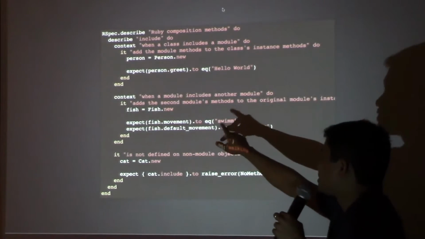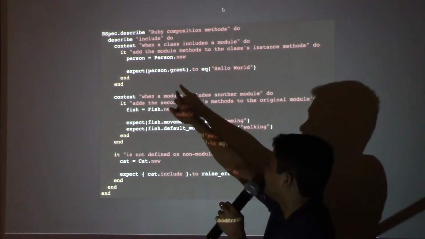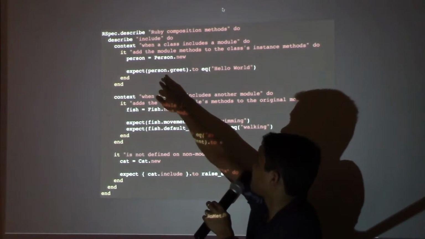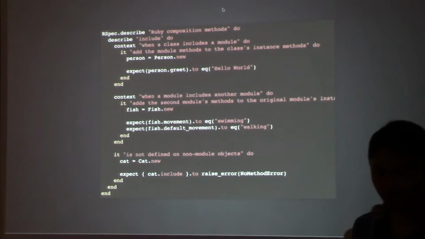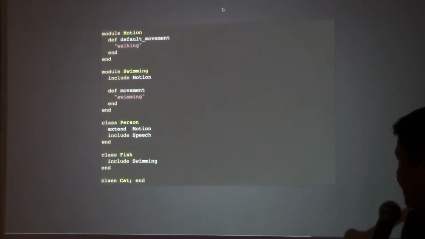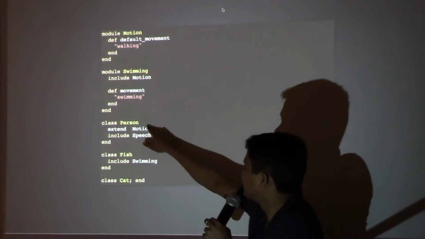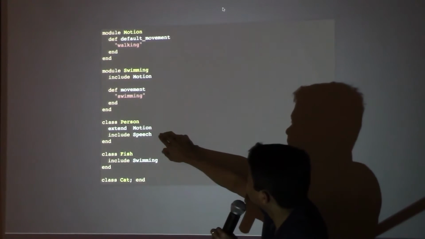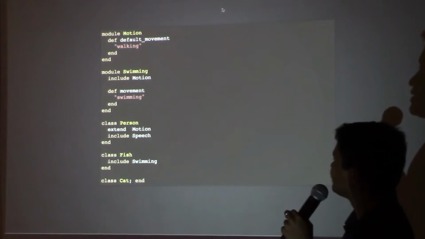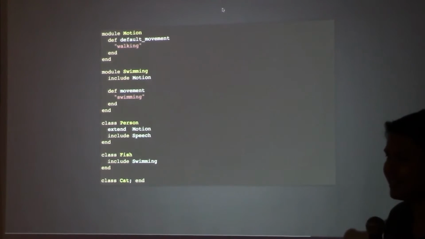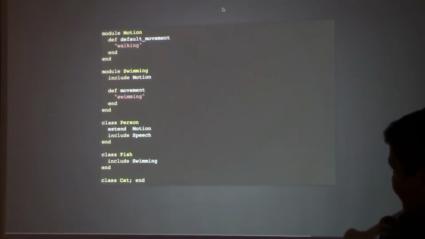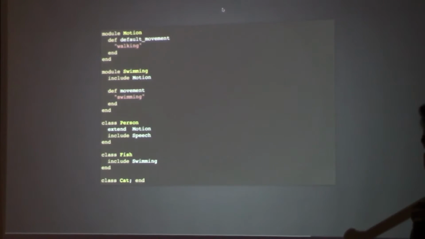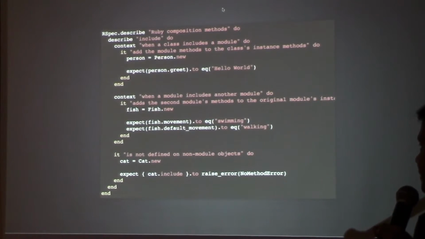So when we create a new person object, person equals Person.new, we expect person.greet to equal hello world. Why is this? Because Person included Speech. So Person instances get it. The hello world is not there in the code, I must have missed it. Speech defines a method called greet, which does hello world.